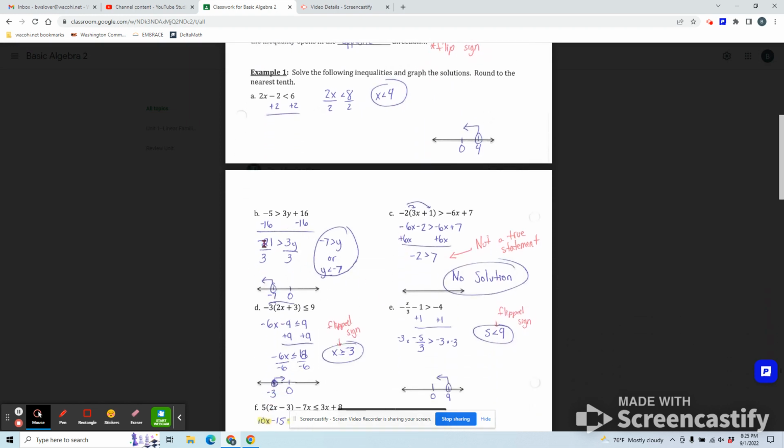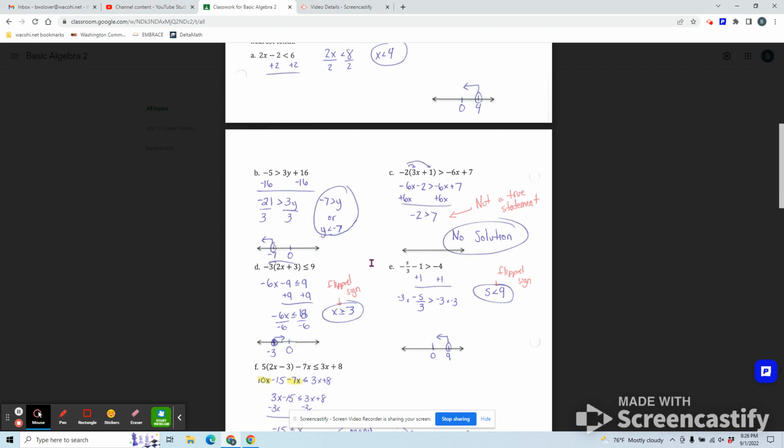So here's another example, letter B, but I want to focus on letter C. So first we're going to distribute the negative 2 because we want to get rid of the parentheses. So we're going to do negative 2 times 3x to get negative 6x, and negative 2 times 1 to get negative 2. Everything else stayed the same. So we've got variables on both sides. So we're going to choose to get the variables on either side. I'm going to choose to get it on the left side.